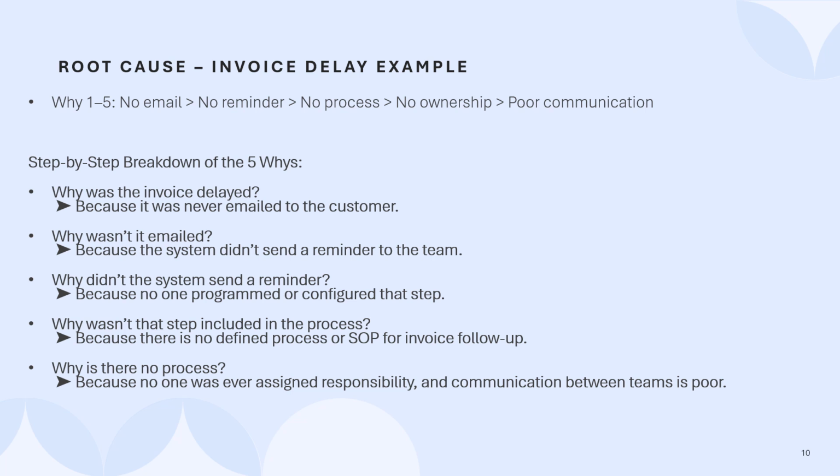So this example shows the power of root cause analysis. Rather than fixing temporary solutions and sending manual invoices, we find a permanent solution such as assigning a responsible team and designing proper processes. As I have mentioned here, the whys from 1 to 5 are: no email, no reminders, no process, no ownership, and poor communication. And we find that because of the lack of ownership and poor communication, invoices are getting delayed.